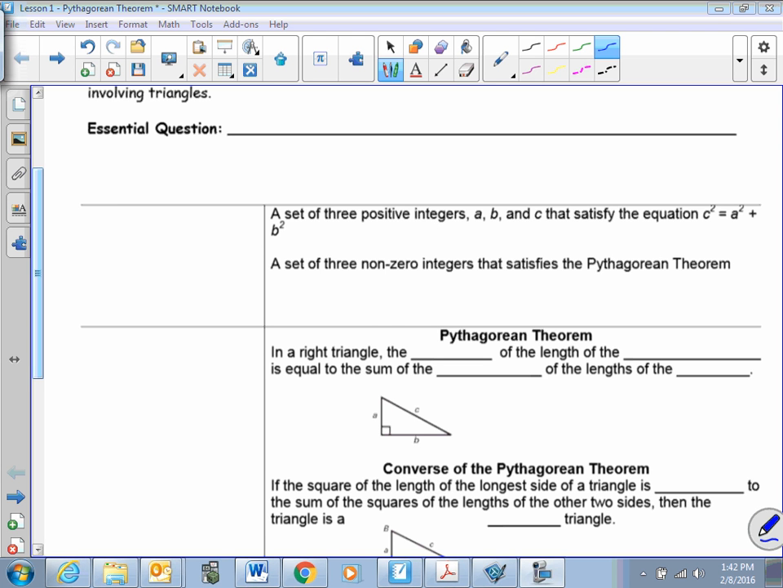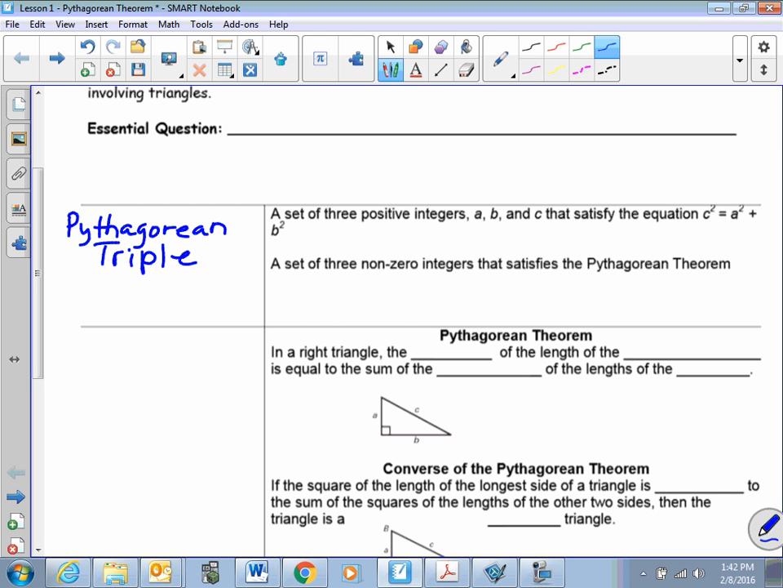So here we go. A set of three positive integers, a, b, and c, that satisfy the equation c squared equals a squared plus b squared is called a Pythagorean triple. A set of three non-zero integers that satisfies the Pythagorean theorem.